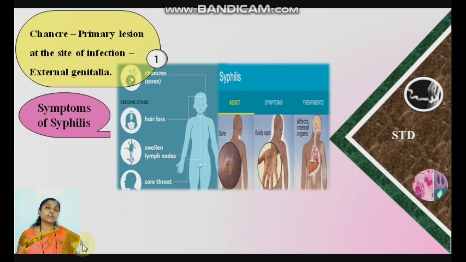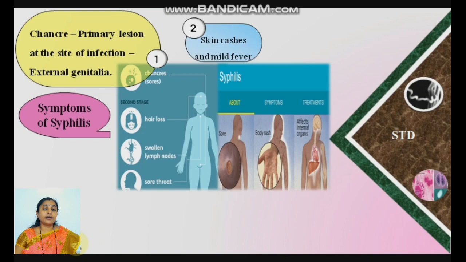If the bacterial multiplication gets faster and there is no treatment, then the internal organs also get infected. Skin rashes in the second stage: when the infection is severe, rashes appear on the skin and mild fever also occurs.